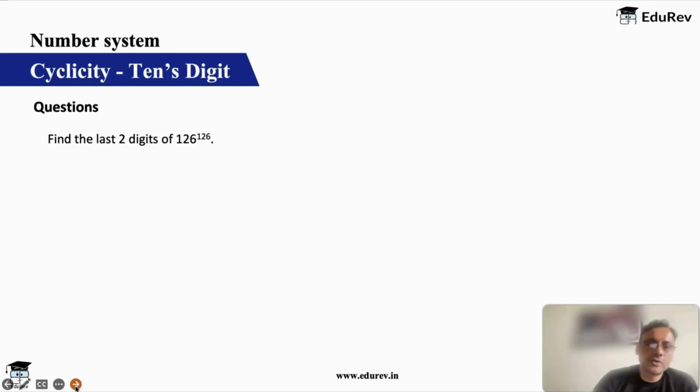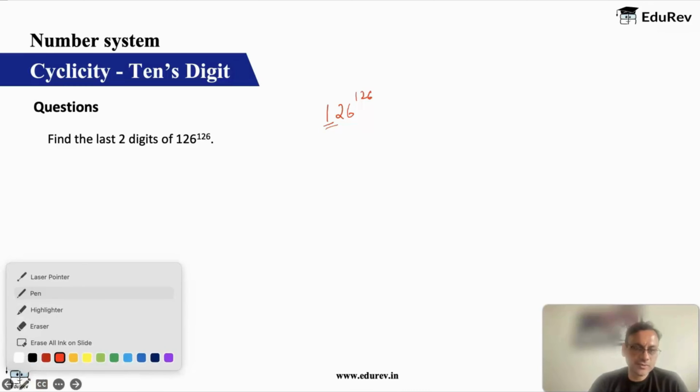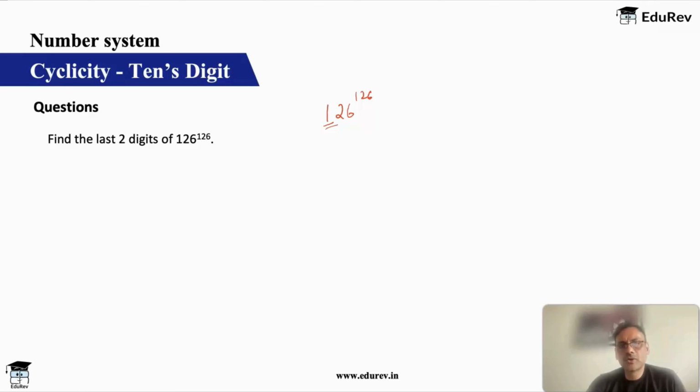Find the last 2 digits of 126 to the power 126. First thing, this 1 does not matter. So basically it's 26 to the power 126. Don't bother about that. Now when I have 126 to the power 126, we'll keep everything. So basically this can be converted to 2 into 63 to the power 126. So I'm separating it. So it is basically now 2 to the power 126 into 63 to the power 126.